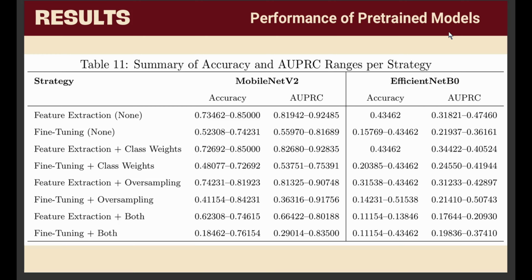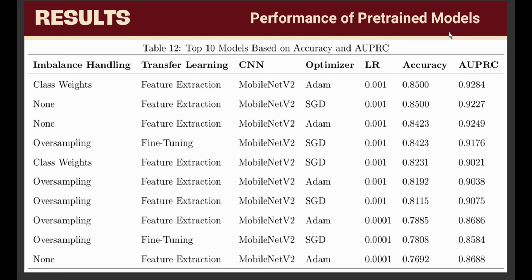So here is the summary of accuracy and AUPRC. And for our top model, the top configuration has imbalance handling of class weights, transfer learning, feature extraction. For the CNN is MobileNet V2. For optimizer, Adam, learning rate of 0.001, so it yielded an AUPRC of 92.84 and accuracy of 85%. So this setup gave the most reliable and interpretable results for monkeypox lesion classification.